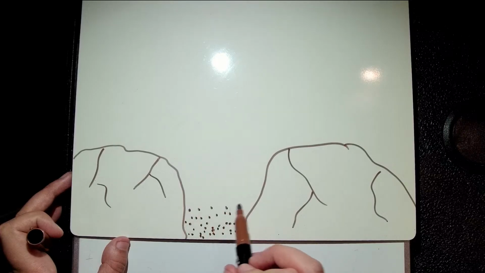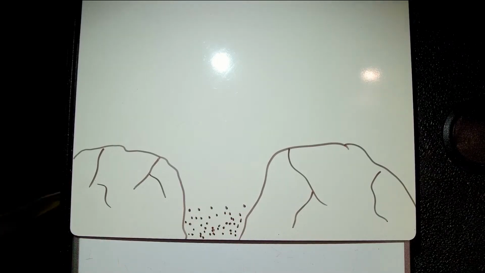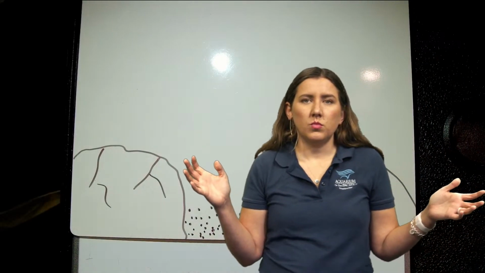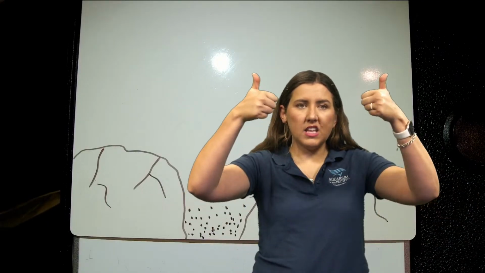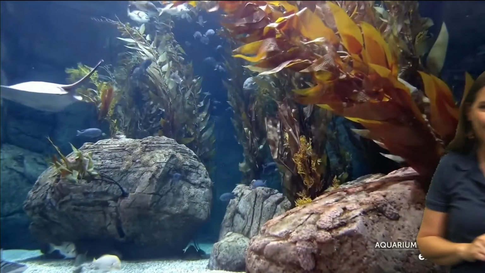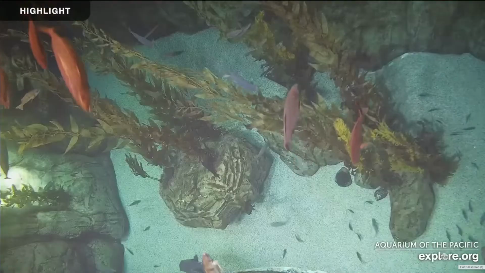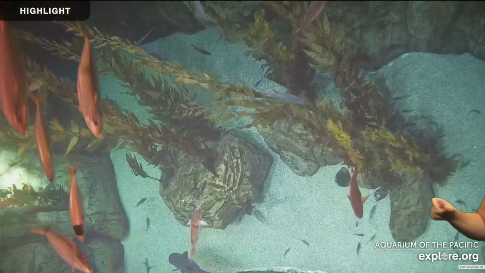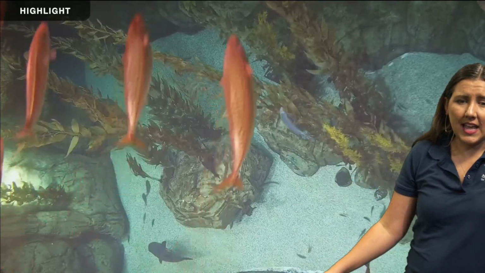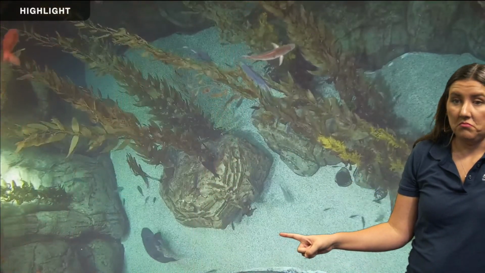Now, are the boulders and sand important parts of this habitat? Or could this habitat be just fine without them? What do you think? Yes, we need them. No, it doesn't really matter. We don't need them. Ooh, look at that ray swimming by. Yes, they are definitely important parts of this habitat, because you might notice the algae. Is it growing out of the sand? No, it's growing out of the rocks.